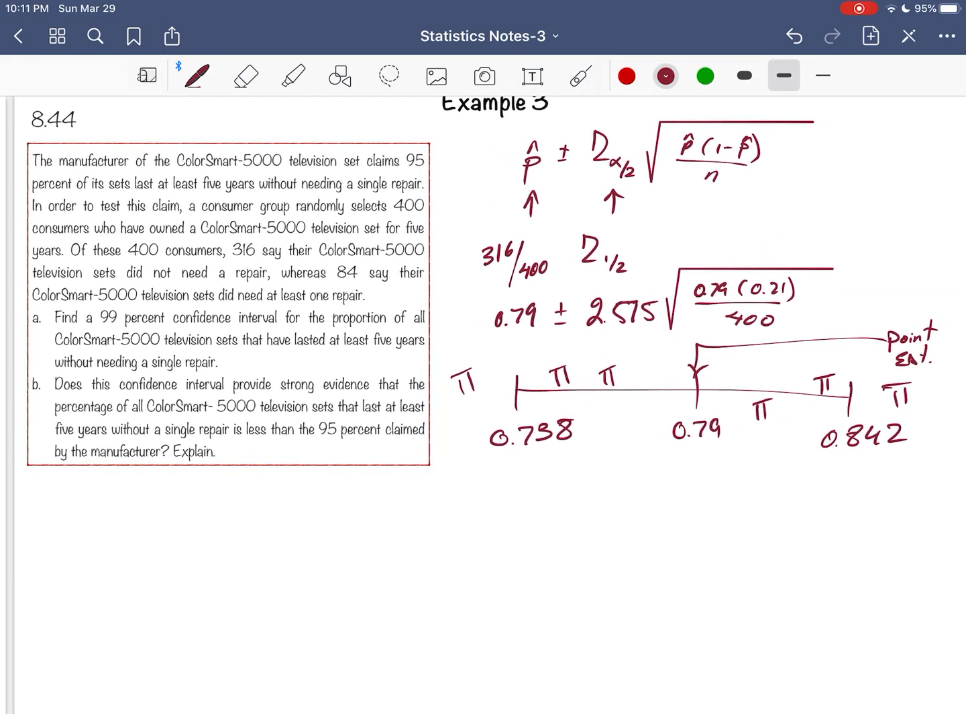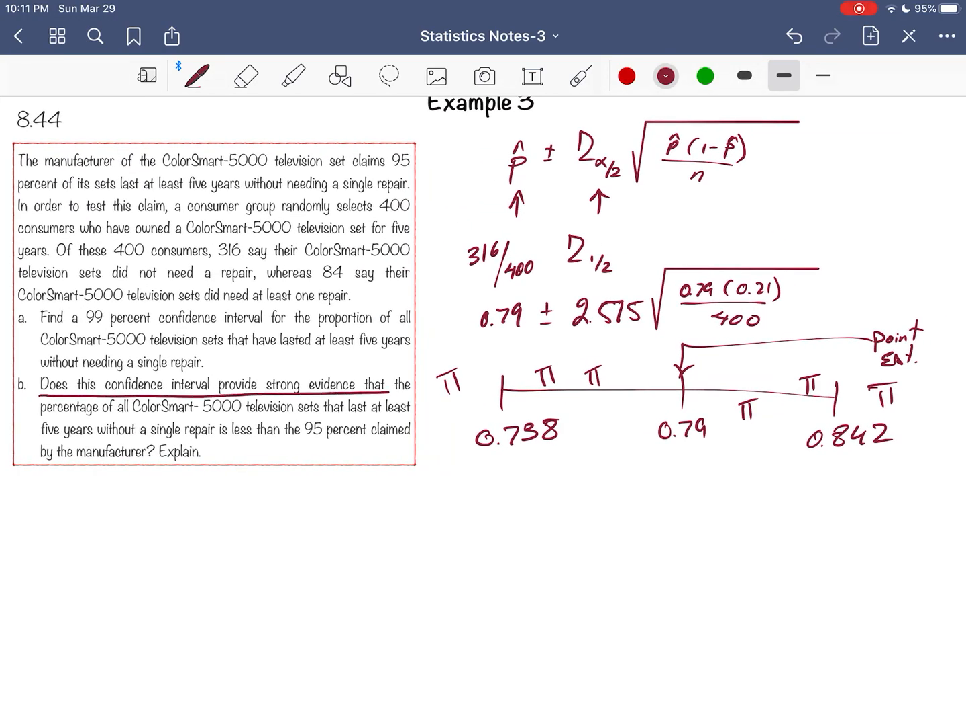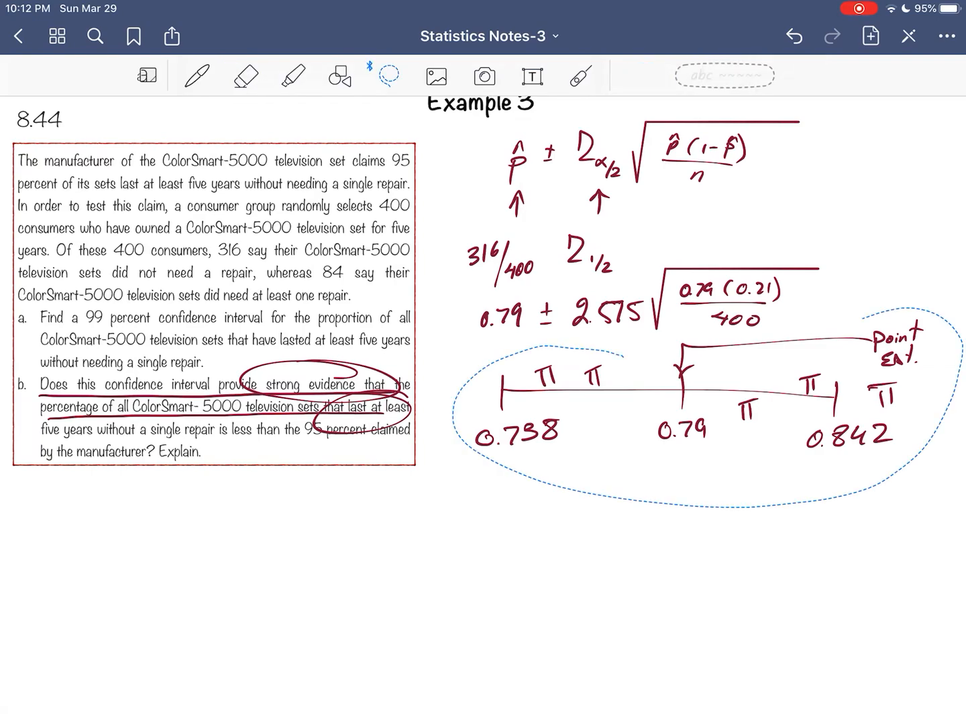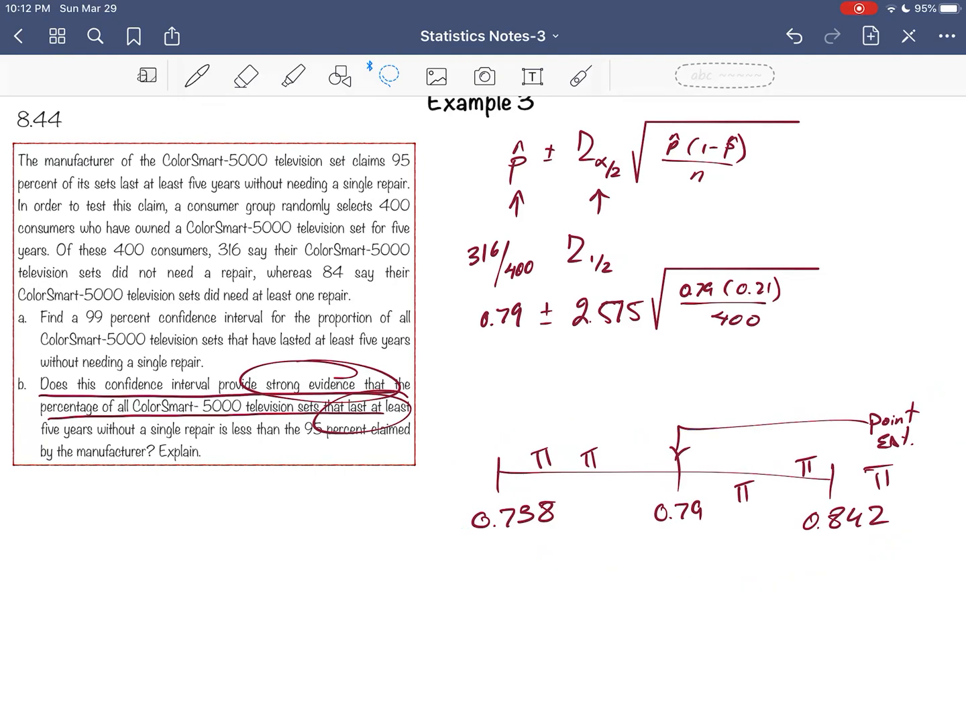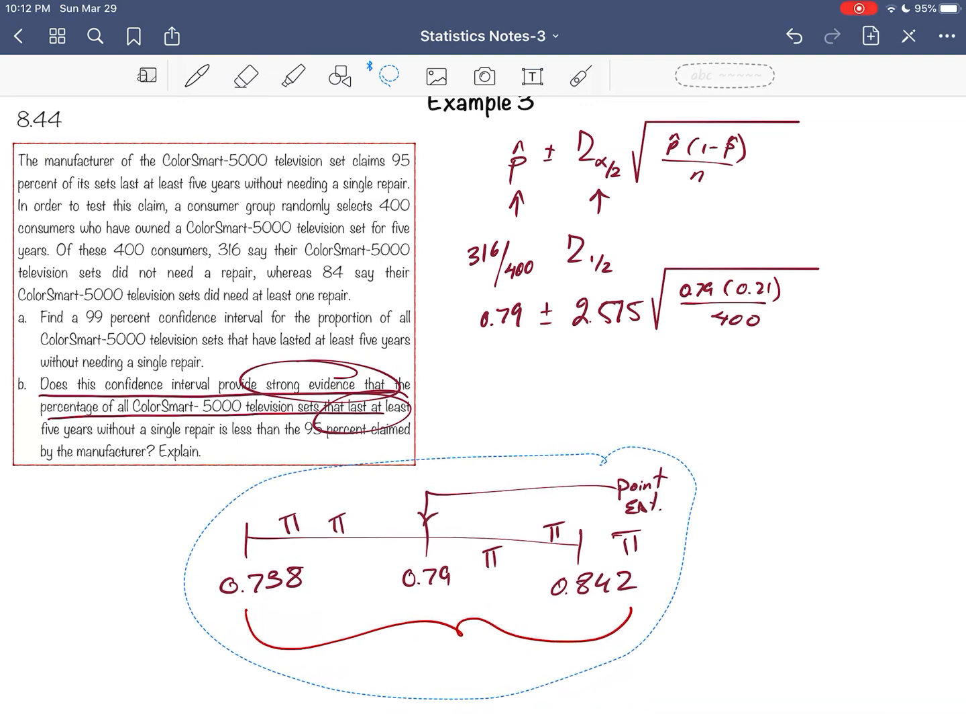And speaking of which, the second part says, does this confidence interval provide strong evidence that the percentage of color TV sets that last at least 5 years is 95%? Well, just like the problems we've solved before, we need to look at where this interval is and where our cutoff mark is. So we are looking for 95%, but if you can observe here, the population proportion is nowhere near 95%. 95% is much further out than the sample has provided us.